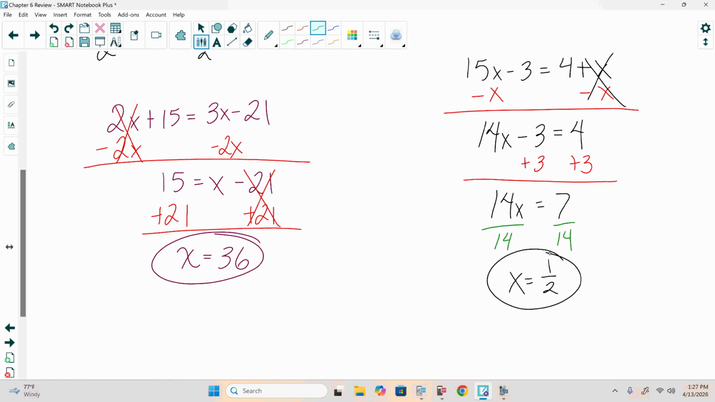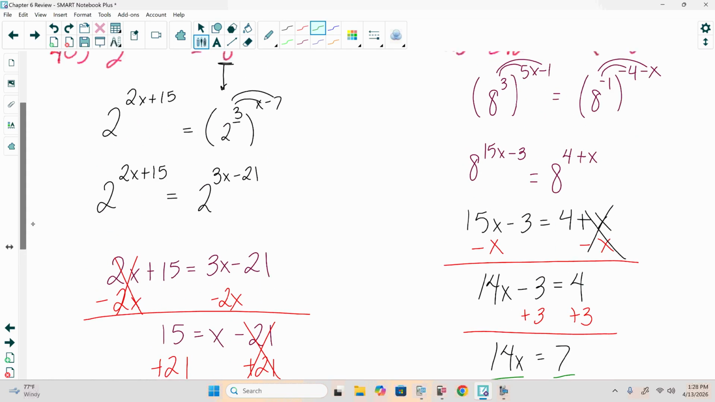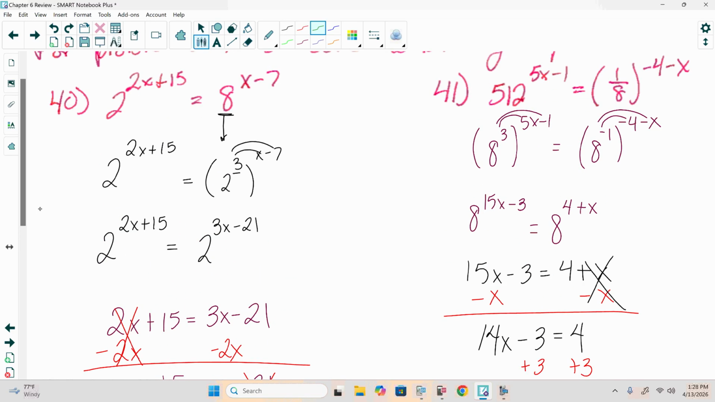Now again, just like I said with the previous one, we can check this if we want. If you're not sure about your answer, you feel like it's wrong, go back, plug it into the variable, check, make sure both sides equal the same thing. If they do, it is the correct answer. If they don't, you might need to go back and look at it. Questions on any of this so far?